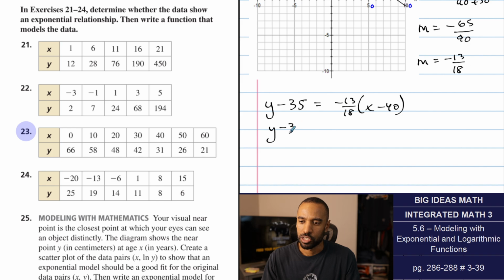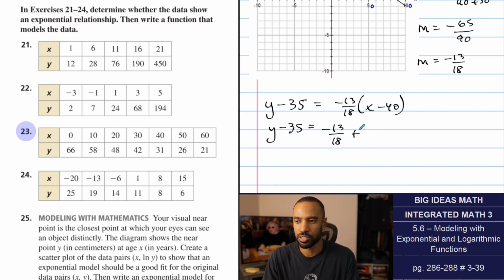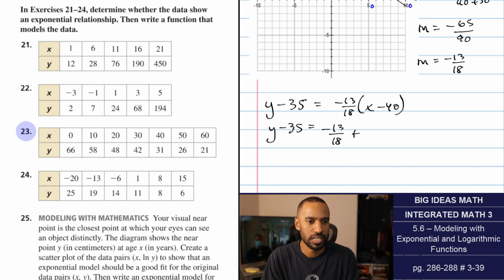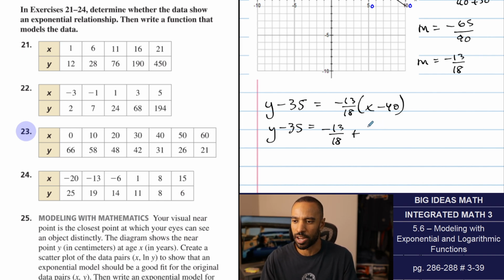And y minus 35 equals -13/18 plus, what's 13? That's 40 over, hold on. 13 times 40 over 18 as a reduced fraction. I'm probably going to write the decimal versions of these. The other ones have been decimals, but 260 over 9 for now. 260 over 9. This has an x, by the way.